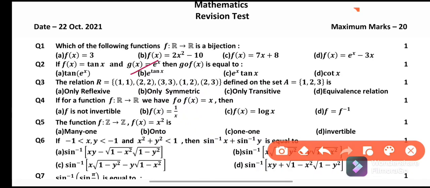Next, the relation R is equal to {(1,1), (2,2), (3,3), (1,2), (2,3)} defined on the set A is equal to {1, 2, 3} is. So clearly it is a reflexive relation. 1 is related to 1, 2 is related to 2, 3 is related to 3. This type of relation is called reflexive. So answer is A option. Next, if for a function f: R to R, we have f of f(x) is equal to x, so it is an invertible function, that is f is equal to f inverse. So answer is D.